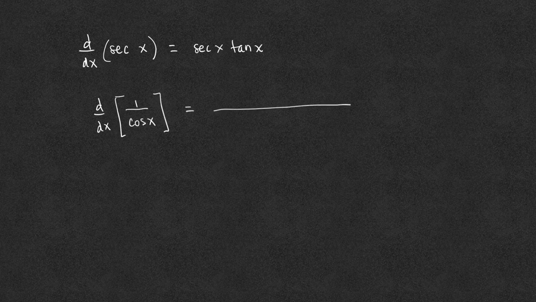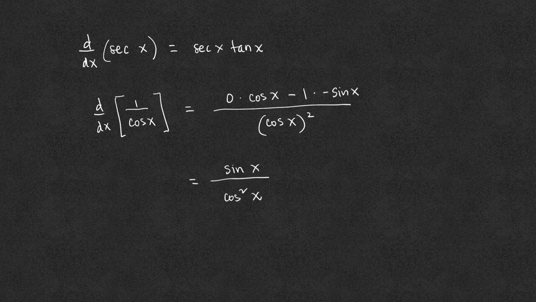The derivative of 1 over cosine of x is, first, we square the denominator, and we take the derivative of the numerator, which is 0, times the denominator, minus, we keep the numerator, times the derivative of the denominator, which is negative sine of x. And so the numerator is now positive sine of x, and the denominator is cosine squared of x.